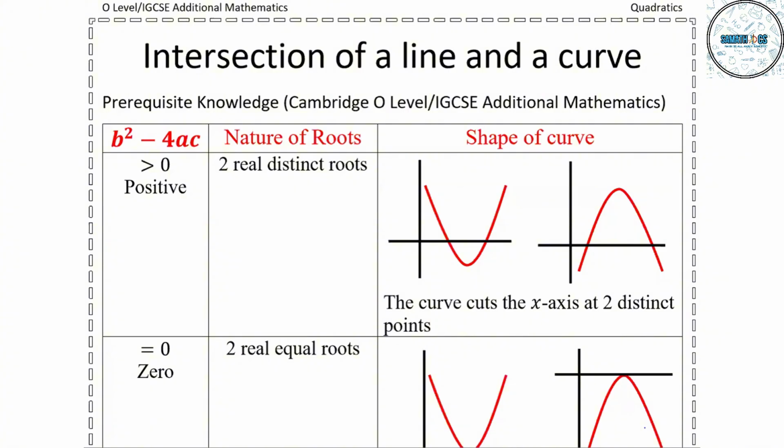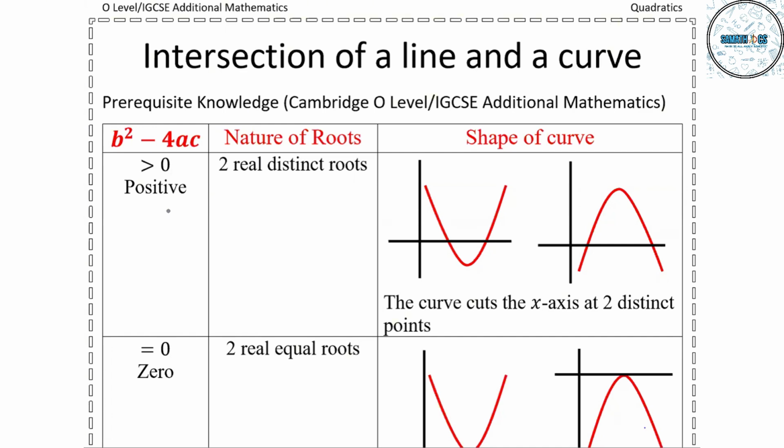Welcome everyone. Today we will learn how to use the discriminant to find unknown constants in a line or in a curve equation. Before we dive in, make sure you are familiar with solving quadratic equations and the discriminant b squared minus 4ac, which tells us the number and types of solutions.